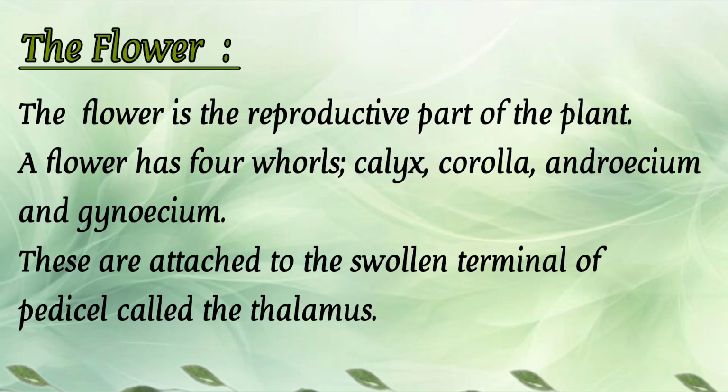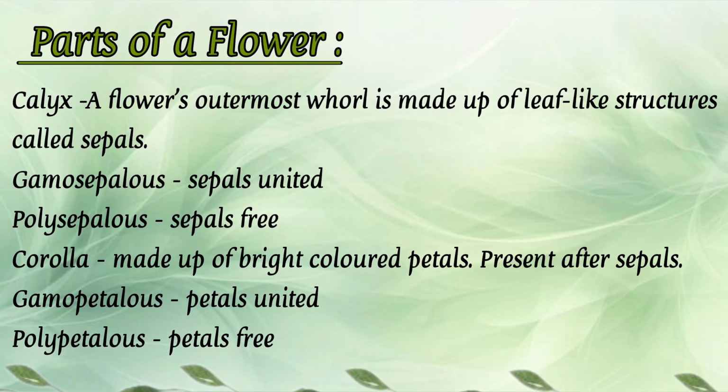Now let us understand the flower, which is the reproductive part of a plant. A typical flower consists of four whorls: calyx, corolla, androecium and gynoecium. These whorls are attached to the swollen end of the pedicel called thalamus. Calyx is the outermost whorl made up of sepals. If sepals are united, it is called gamosepalous, and if they are free, it is called polysepalous.